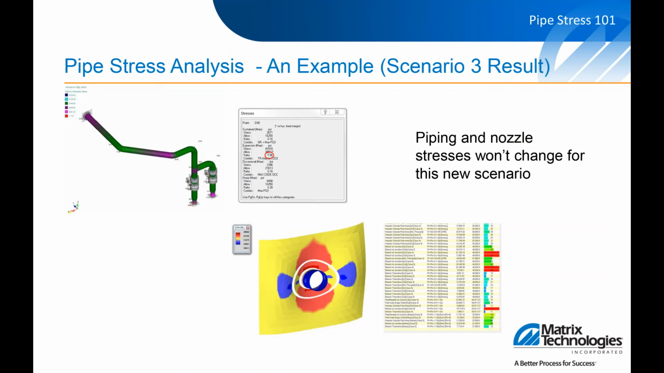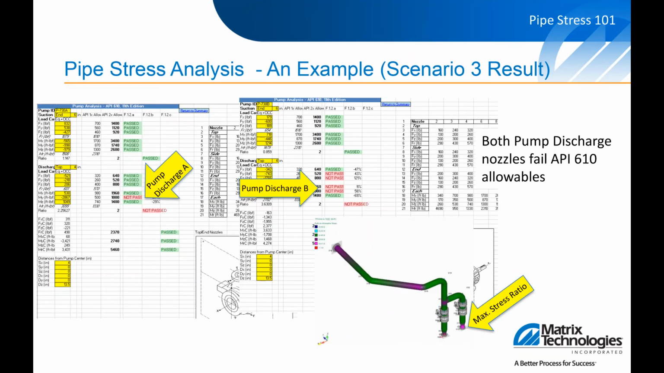Now, we're not really changing anything on the piping side. We're not really changing anything for the nozzle. But when we assume that these two anchors on the right are connected to a pump, you'll see here, and again, it's a little hard to see, I'm sorry for that, you'll see that there's some overstresses on these pump nozzles.